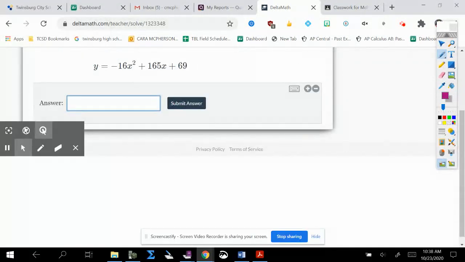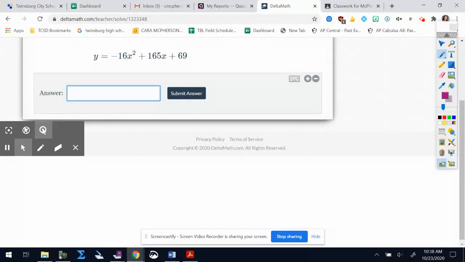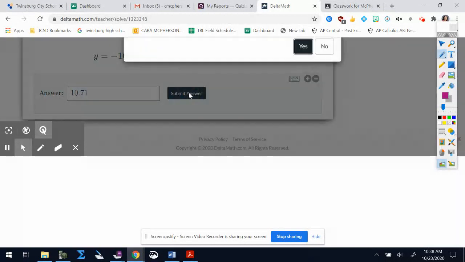So I'm going to type in, switch my keyboard. Give me 1 second so I can switch my keyboard. I'm going to type in 10.71 for my seconds. Submit that.